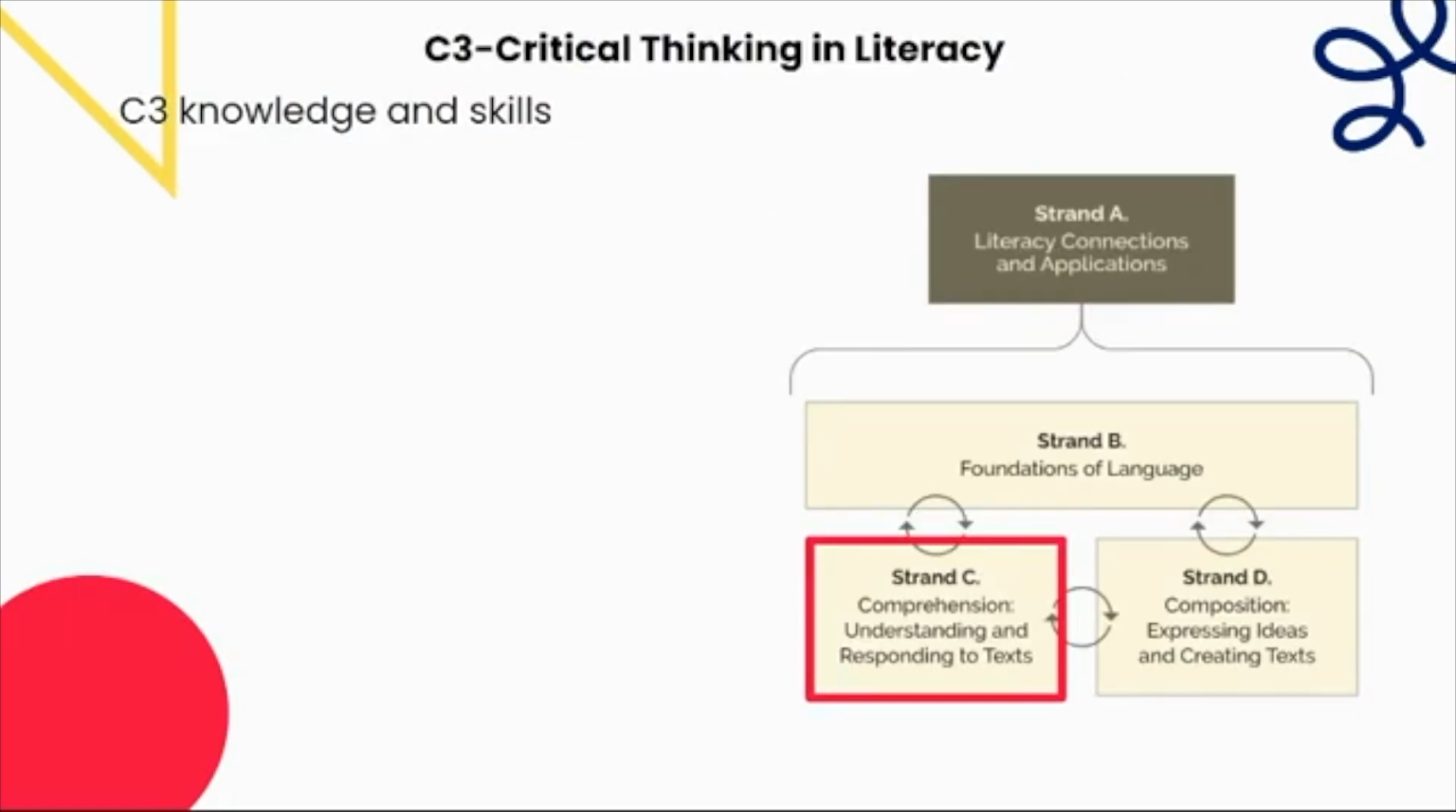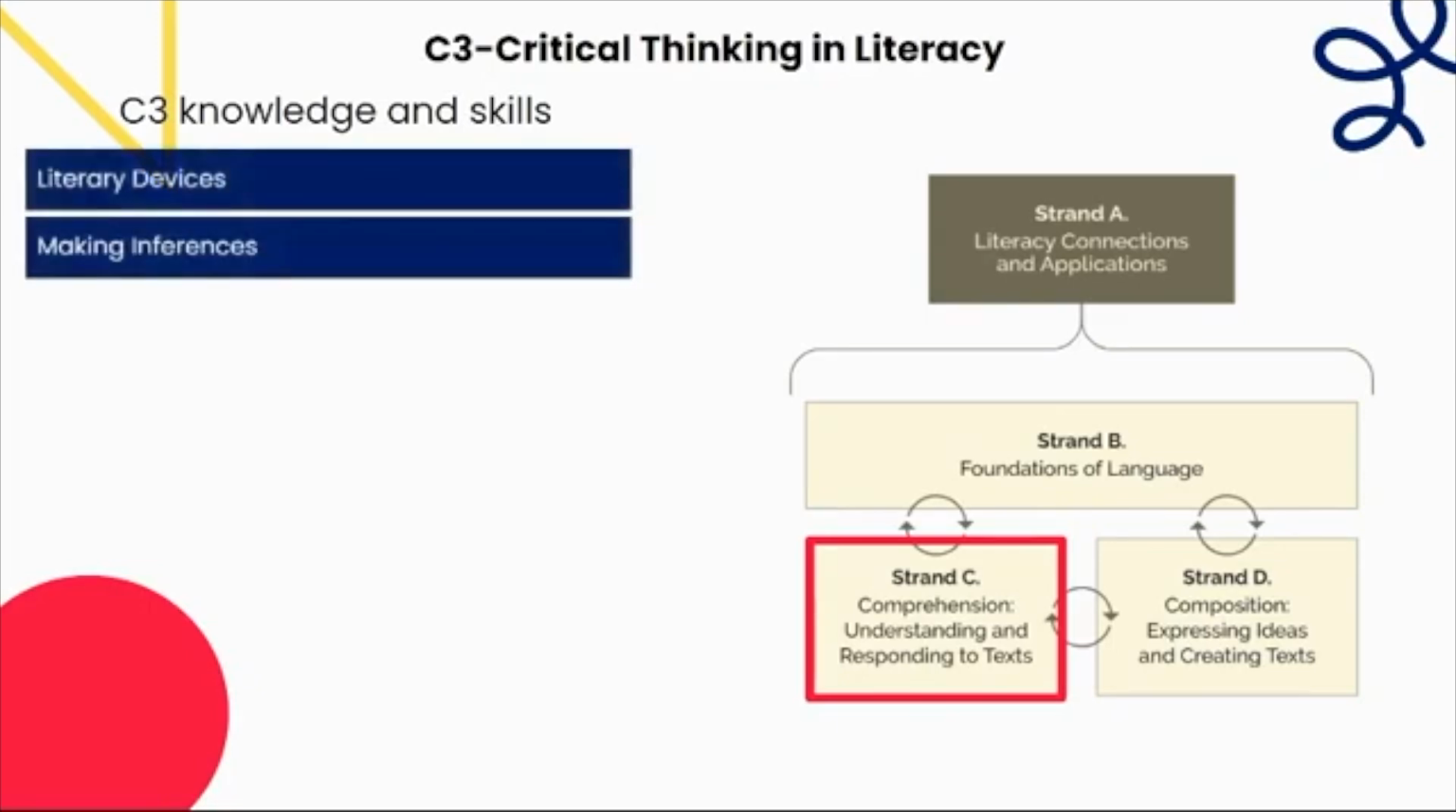Overall expectation C3, critical thinking in literacy. Students will apply critical thinking skills to deepen their understanding of texts by learning about a variety of literary devices and making inferences about ideas explicitly and implicitly stated in texts.